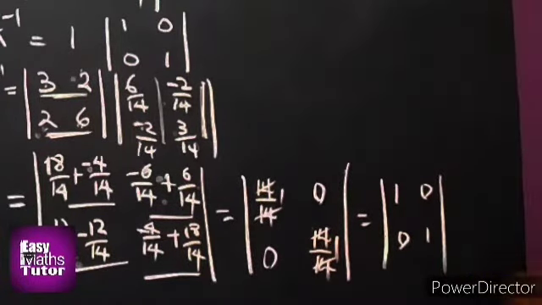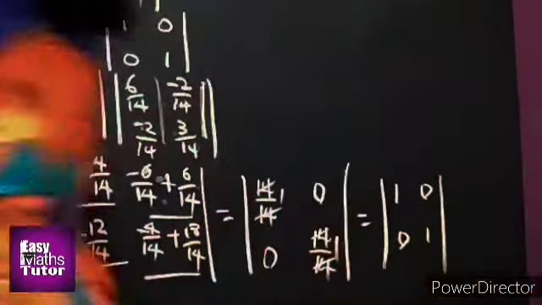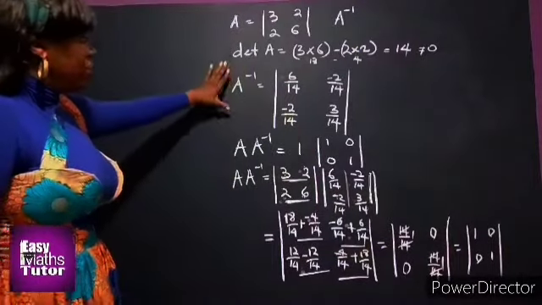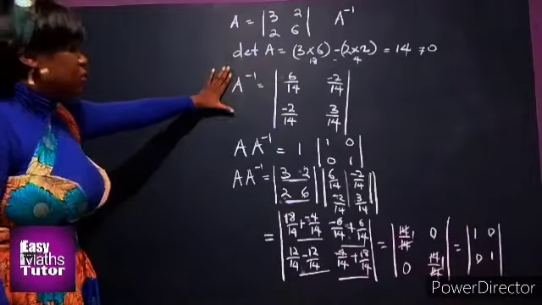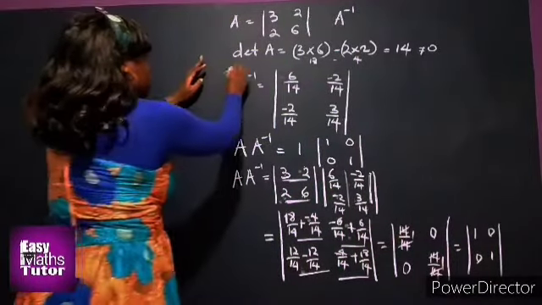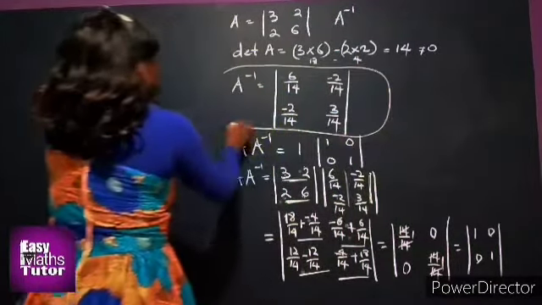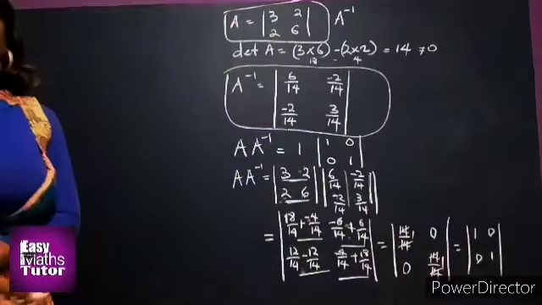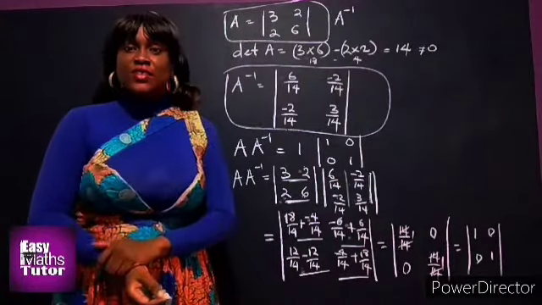So once you get a unity matrix when you multiply a matrix and its inverse, that means the inverse is correct. So this is the inverse of this matrix. I hope you've gotten this solution.